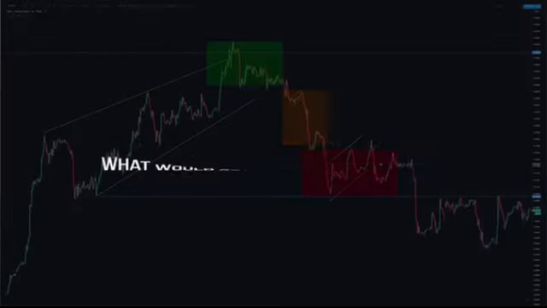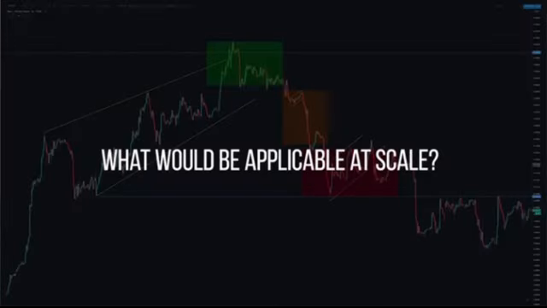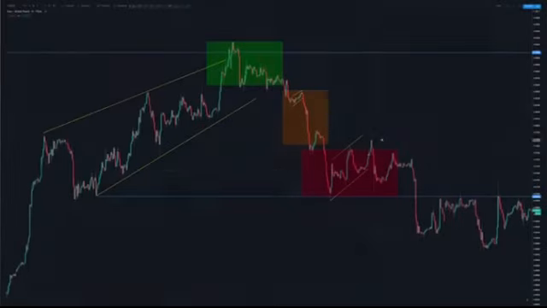What would be applicable at scale? Now for myself, if I was trading a £1 million account, I would not be comfortable with putting £10,000 on something like this in the red zone. I would be far more comfortable with placing things like this, because I know the risk reward is high, the strike rate is high, thus increasing the probability, thus improving our emotions, and being able to understand strategies a lot easier. So that's really the euro pound example.